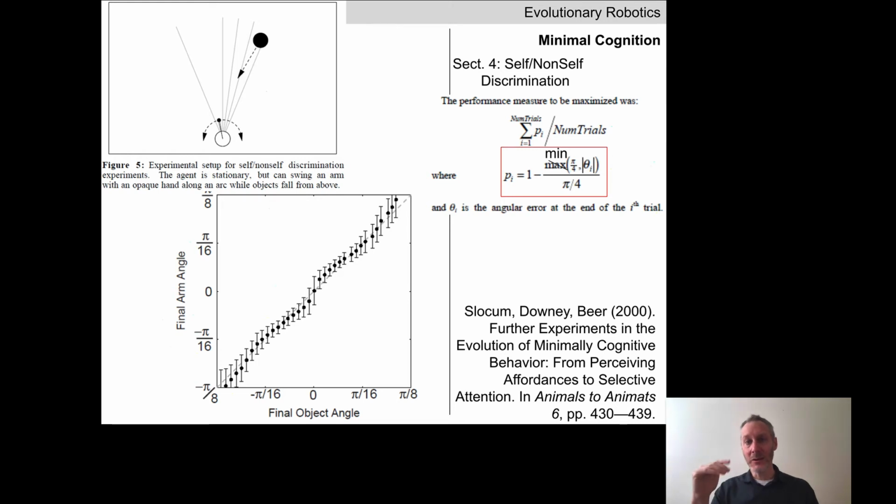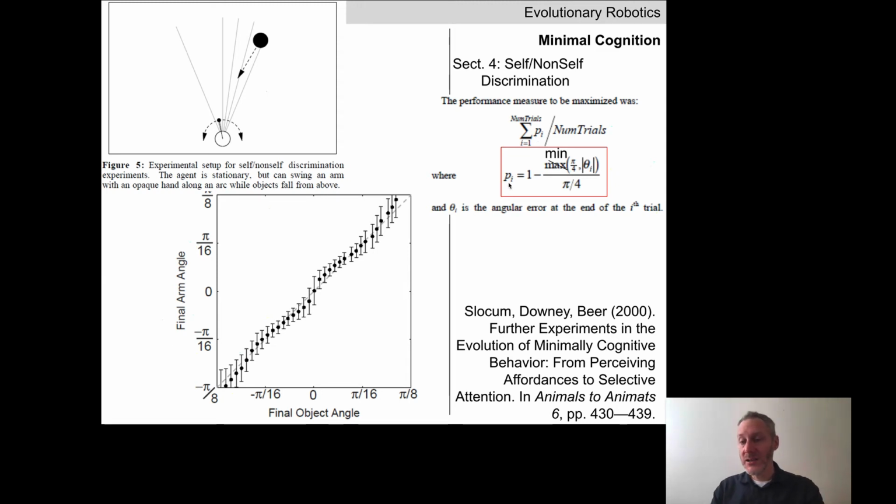We're going to do the same thing we did before. We're going to evolve a population of CTRNNs. We're going to take each CTRNN and drop it into this agent num trials number of times. In each of those trials, in the ith trial, we're going to compute P sub I, which is the performance of the agent during the ith trial using the current CTRNN.